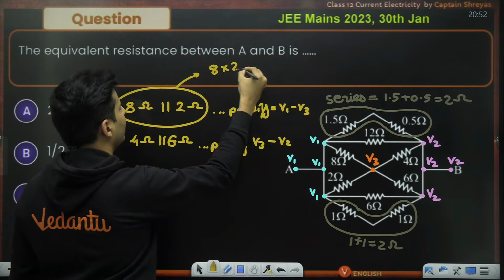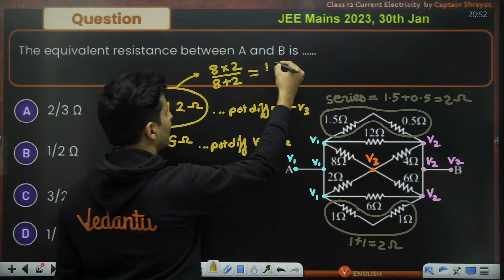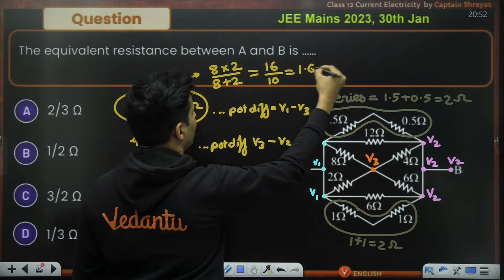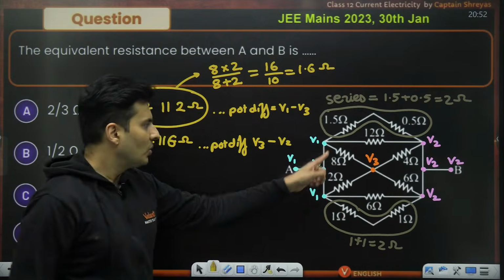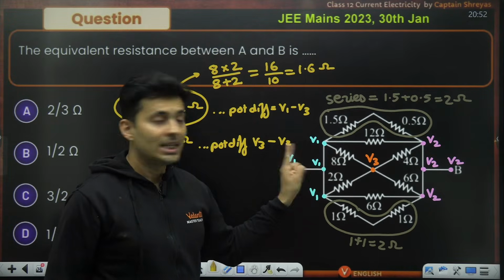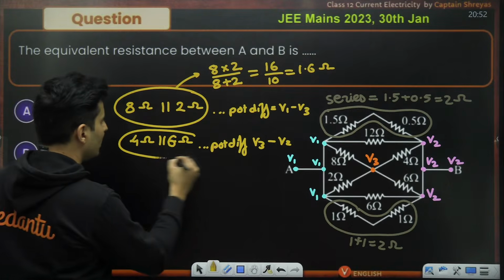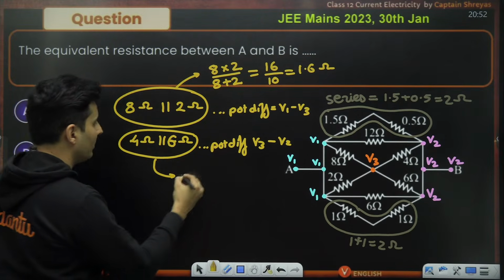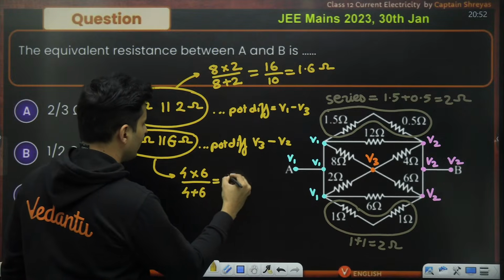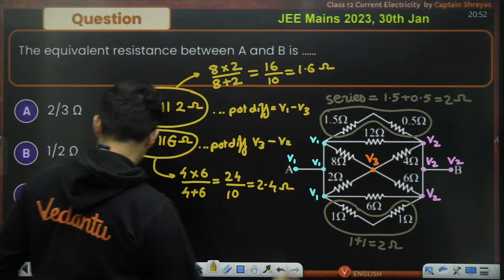And if I look at them in parallel, guys, what is this equivalent combination going to be? R1 R2 by R1 plus R2. 8 2s are 16 divided by 10, so this is 1.6 ohms. So 8 and 2 together between V1 and V3 is 1.6 ohms. Same thing because they are in parallel: 4 into 6 by 4 plus 6, that is 24 by 10, which is 2.4 ohms.